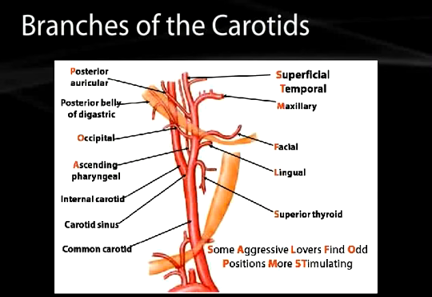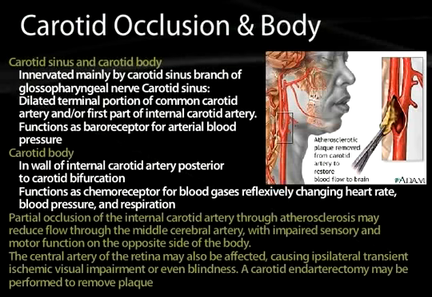The occipital and posterior auricular will be split by the posterior belly of digastric. The maxillary will be going into the infratemporal fossa, and the superficial temporal will be coming superficially along the lateral sides of the head. The superior thyroid vessel will come down to the superior pole of the thyroid gland.